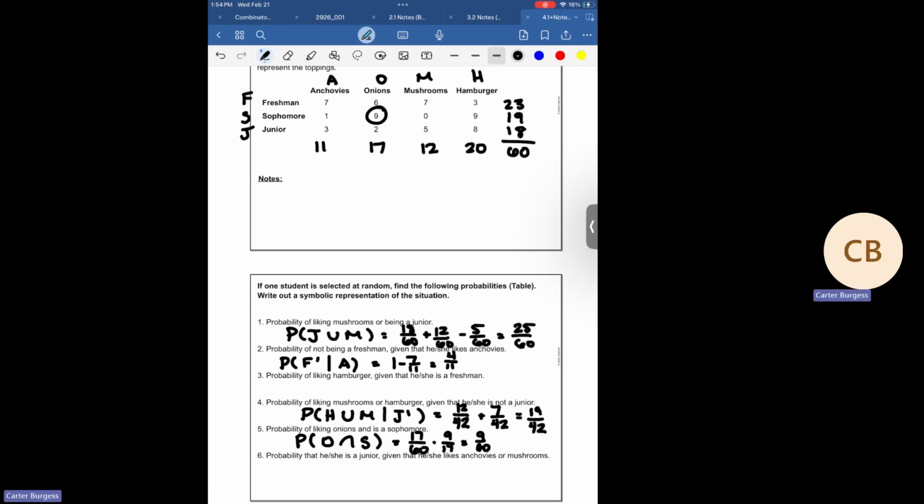Nine out of, so there were 17 people who we said liked onions. 9 of those 17 were sophomores.